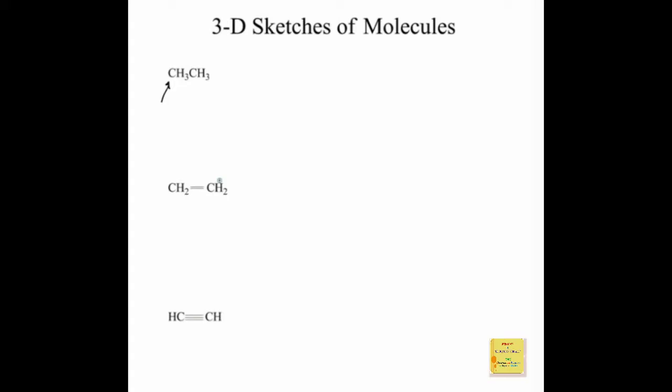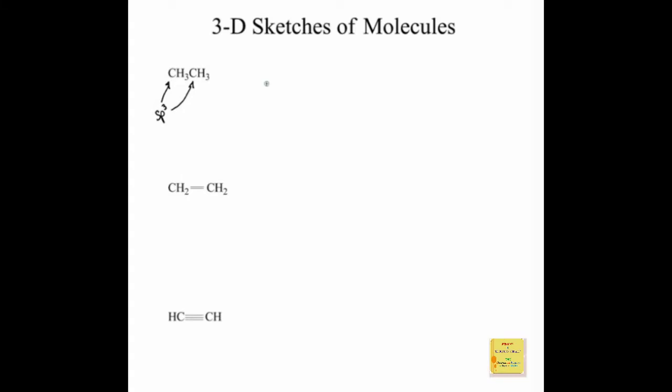So let's take a look at this first carbon and count the regions of electron density. There's 1, 2, 3 bonds to hydrogen, and then a 4th bond to carbon. 4 regions of electron density means we have an sp3 hybridized carbon, and this second carbon has the exact same arrangement with 3 bonds to hydrogen, 1 bond to carbon.